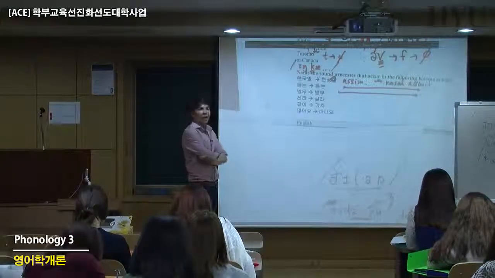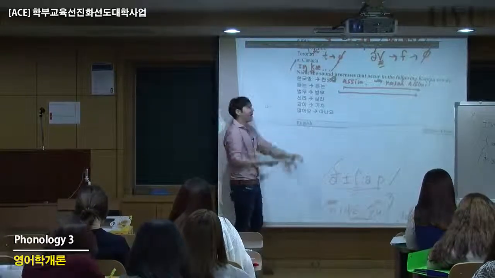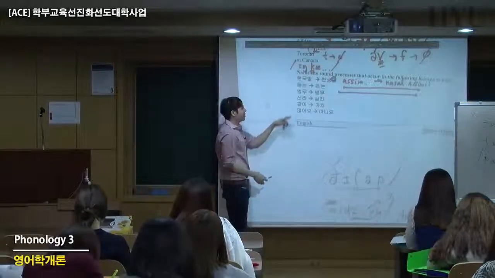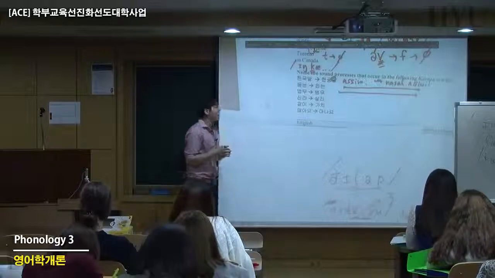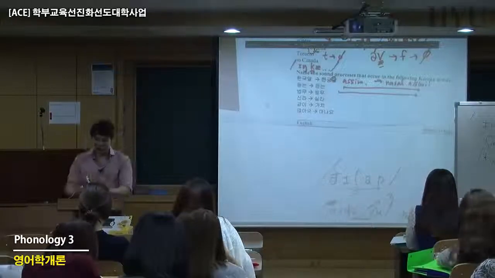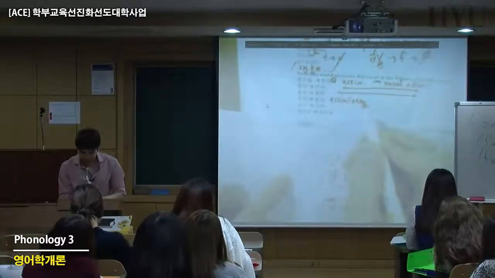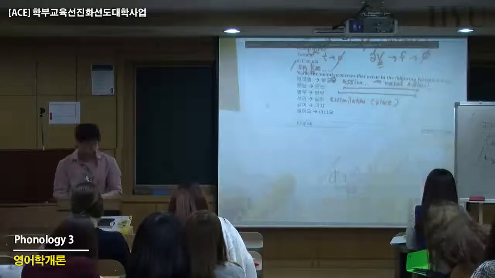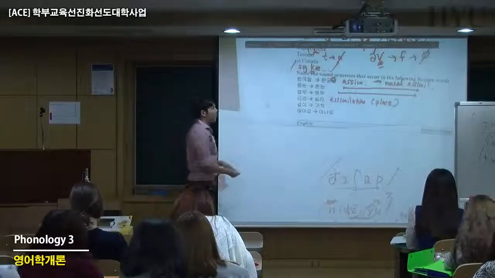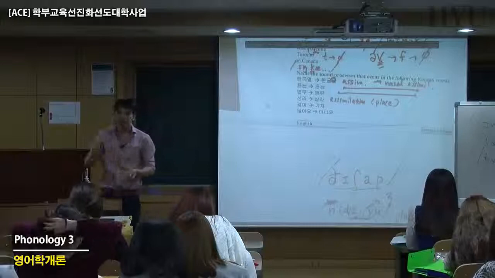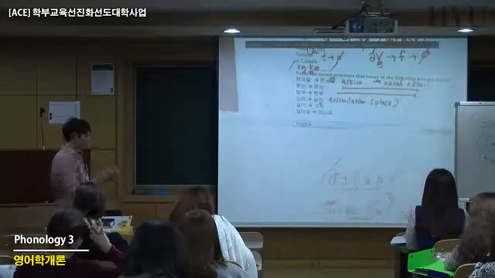Next one, shilla. That's how you pronounce it, right? So in this case, the nieun changes to rieul, right? So assimilation. Maybe place of articulation. Place of articulation. So nieun, alveolar, changes to R, which is the retroflex. Okay.